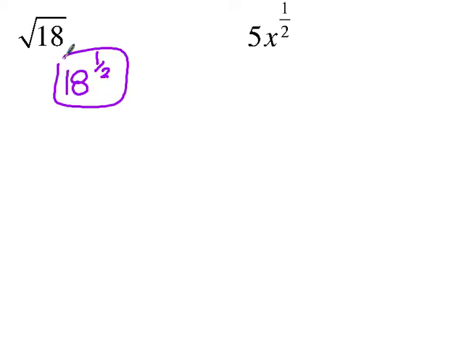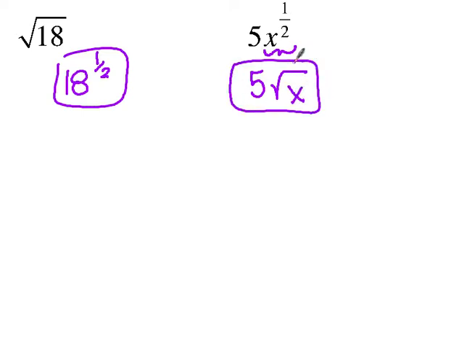This says 5x to the 1/2. So I need to put it in radical form, right? Because it needs to have a radical. Now, as I look at this, does the 5 have an exponent? No, so I'm going to leave that 5 alone. The only thing that has the exponent is this x. And so how do I write x to the 1/2? Square root of x. Good job. So that's how you write it.